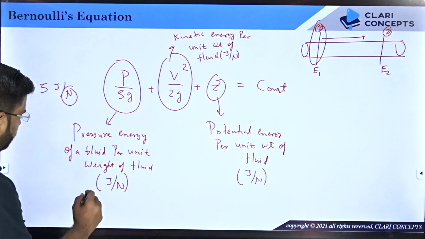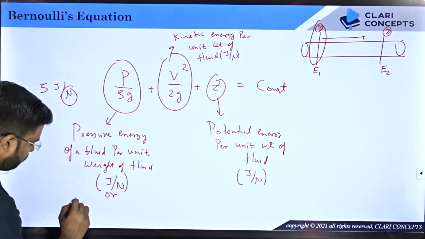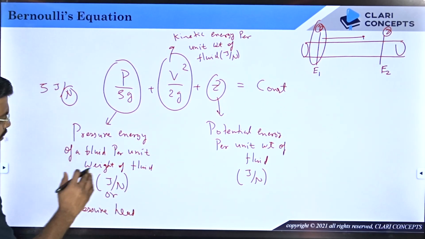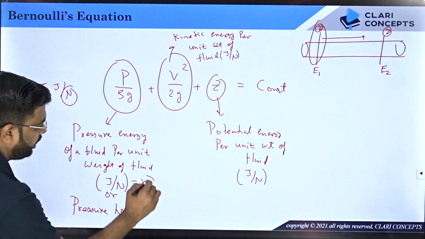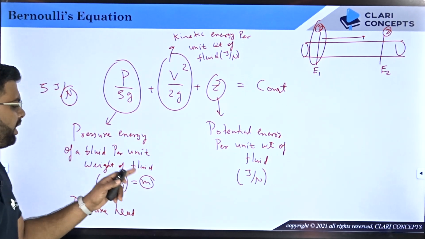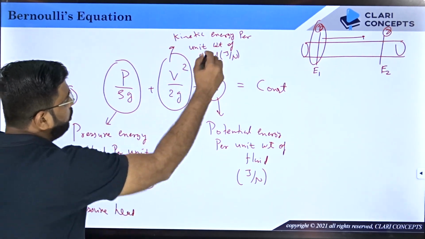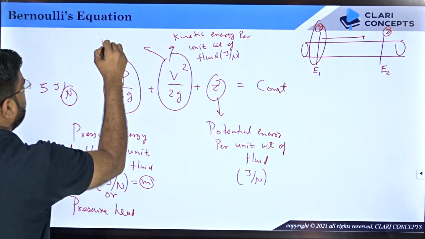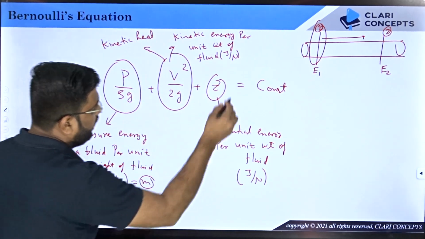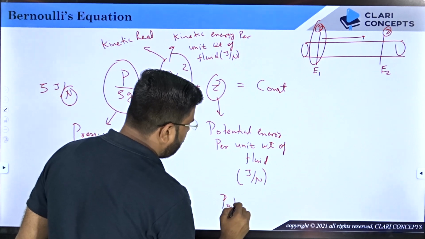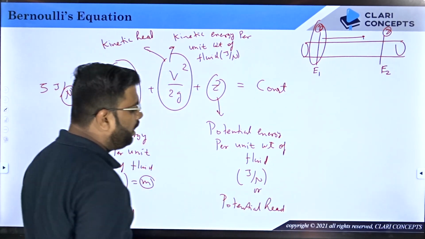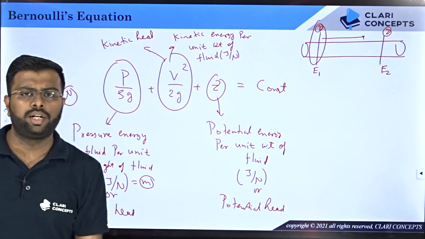This is also known as pressure head. P by rho g is known as pressure head because joules per Newton is equivalent to the meter unit, because joule is force into displacement, Newton into meter. Newton will get cancelled, only meter will be left over, right? And this is also known as kinetic head of fluid, and this is also known as potential head. I am giving you the alternative names because maybe in future if people talk about these heads, you may be in a position to understand what they are, right?